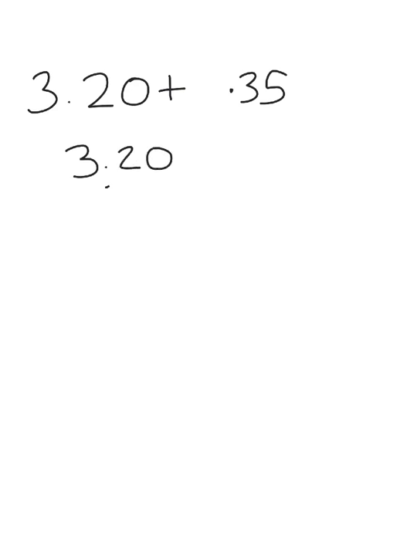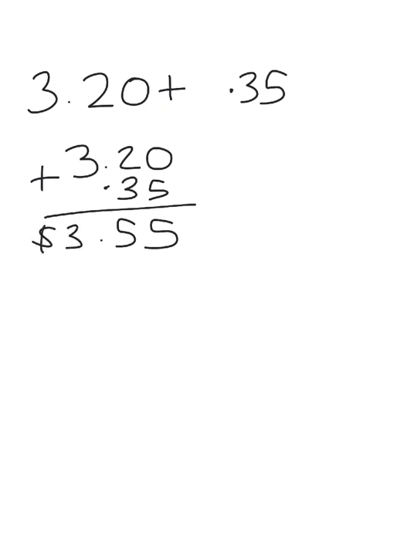I'm going to do a few examples for you. If we're adding $3.20 plus 35 cents, we have to make sure we line up our decimal points. So what I would do in this case is write $3.20, put your decimal point, and then you can place your 35 cents. Now you can add. 0 plus 5 is 5, 2 plus 3 is 5, put your decimal point. So we end up with $3.55.